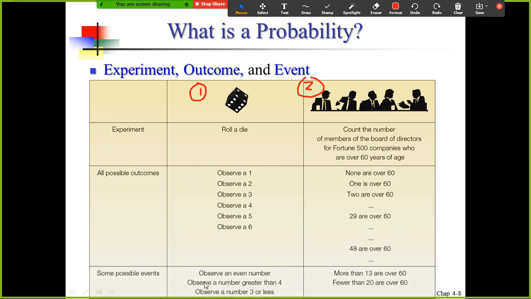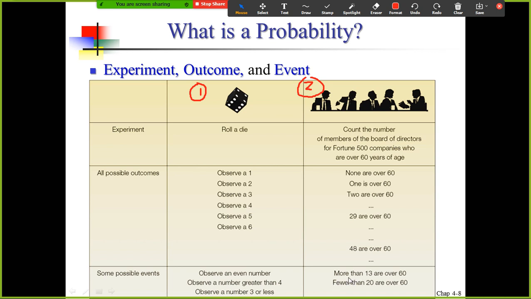An event is a collection of one or more outcomes of our experiment. Observe an even number, for example 2, 4, 6. So 2, 4, 6 together, we call this an event: an even number possible outcome, or odd number possible outcomes.